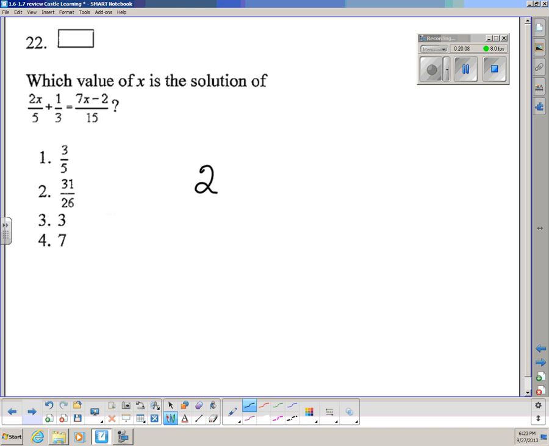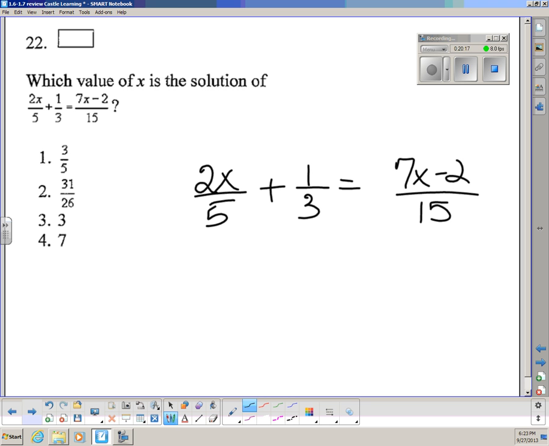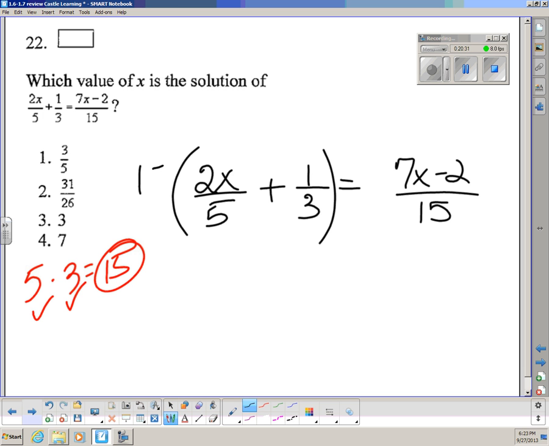22, which is the value of x for this equation? And again, we can play the game of clearing the denominators out. So I have 5, 3, and 15. If I take my two smaller numbers, 5 times 3 is 15. So 15 will clear all the denominators out because it'll clear a 5, it'll clear a 3, and it'll clear a 15. So I'll multiply everything by 15. So I have 15. Now you can do this two ways. You can do math, divide, then multiply. 15 divided by 5 is 3. 3 times 2 is 6. Or you can do 15 times 2 first. 15 times 2 is 30. 30 divided by 5 is 6.